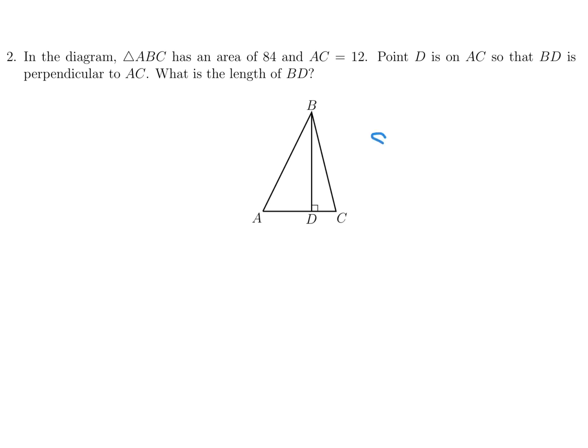Okay, so area is 1/2 base times height for a triangle. The base in this case is AC, and they told me that's 12. And the height is BD, so let's put that in. So this means that 84, that's going to be 6. So 84 divided by 6 is BD. And I believe that is 14.